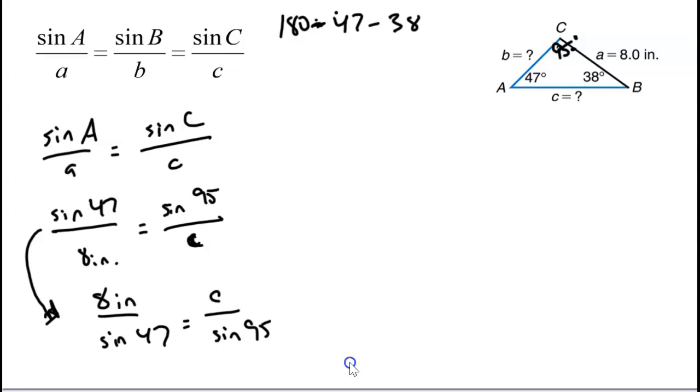Now what this does is it puts C, my variable, on top as the numerator, so I don't have to worry about moving it around as the denominator. It's just a little bit easier and faster that way. So now I want to get C by itself. To do that, I'm going to multiply both sides by sine 95, because what I do to one side, I have to do to the other.